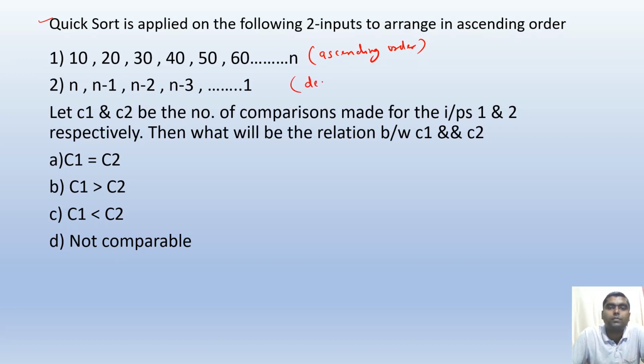The question says that let C1 and C2 be the number of comparisons made for input 1 and 2. So this is input 1 and this is input 2. C1 and C2 are the comparisons made for input 1 and 2 respectively. Then what will be the relation between C1 and C2? So we have to apply the quicksort algorithm. So how many comparisons will there be in quicksort?